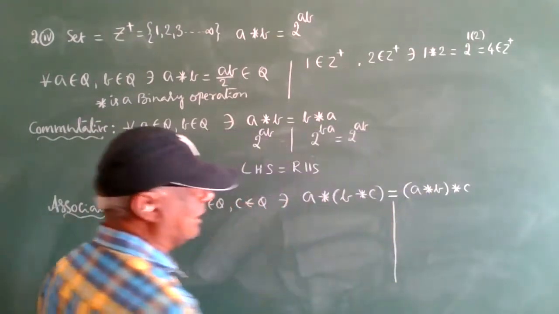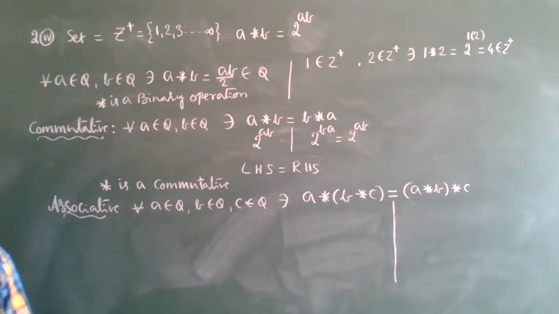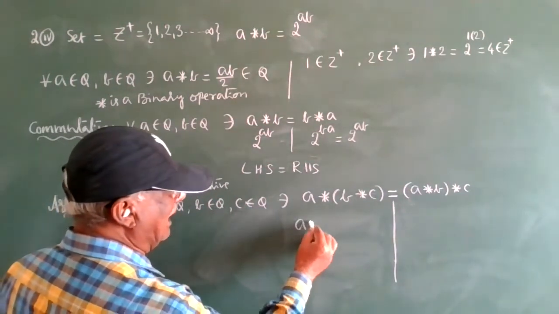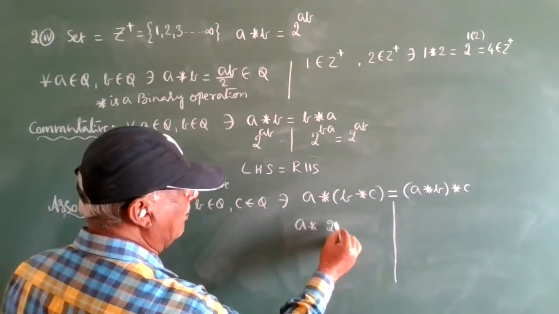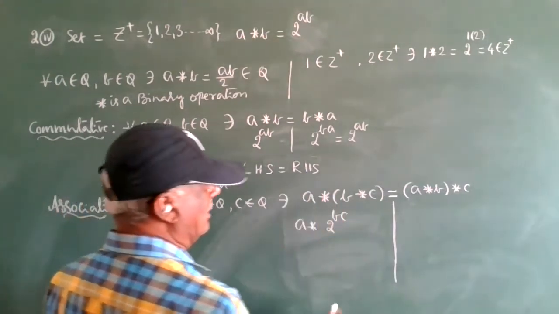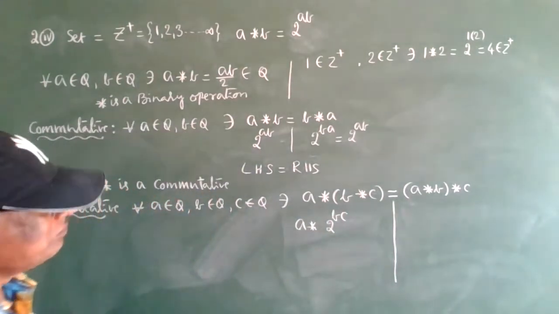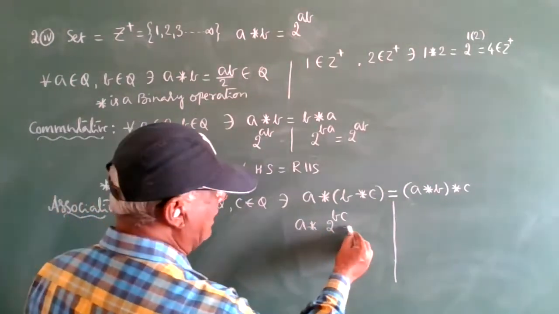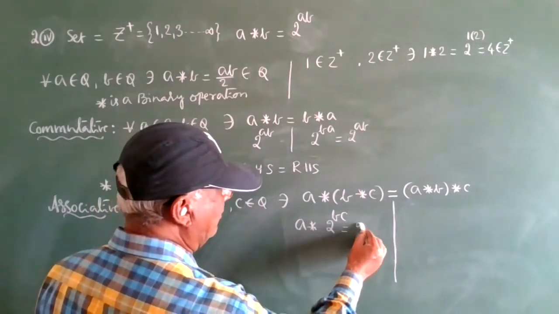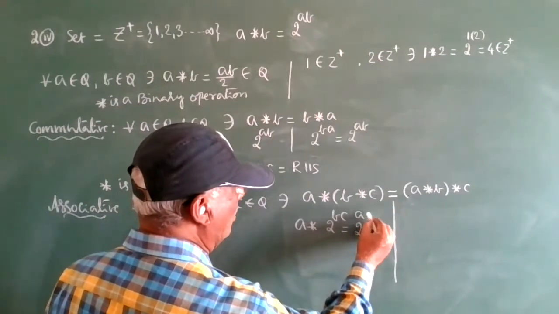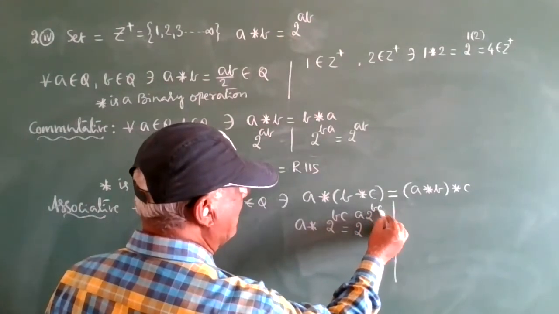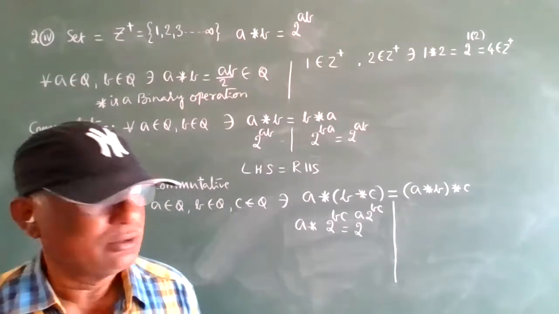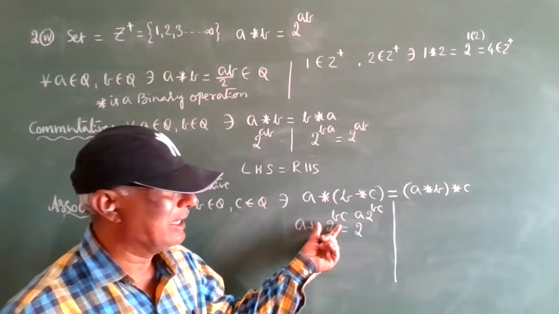Next, everyone come to the associative. Left hand side of the associative is A star 2 power of BC. Now, applying the operation, these two give 2 power of A into 2 power of BC. So this is the first element, this is the second element.